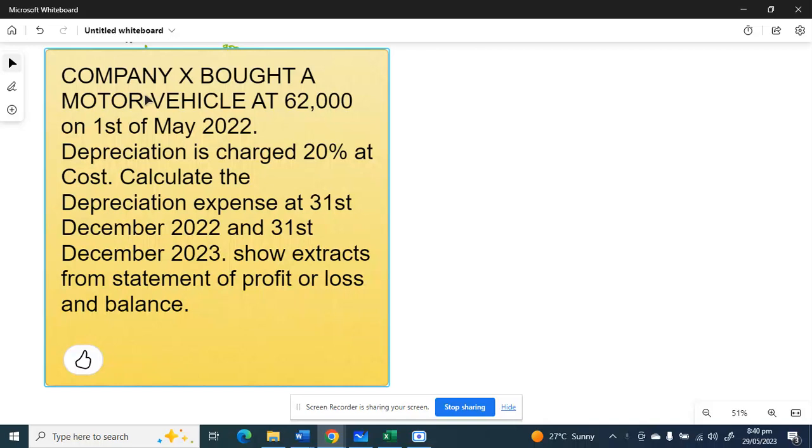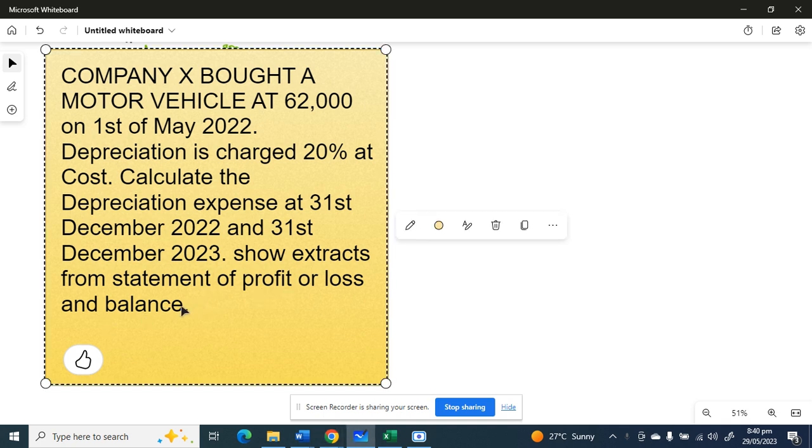All right. So company X bought a motor vehicle at 62,000 kwacha on the 1st of May 2022. Depreciation is charged 20% at cost. Calculate the depreciation expense at 31st December 2022 and 31st December 2023. Show extracts from the statement of profit or loss and the balance sheet. I forgot to put balance sheet here.